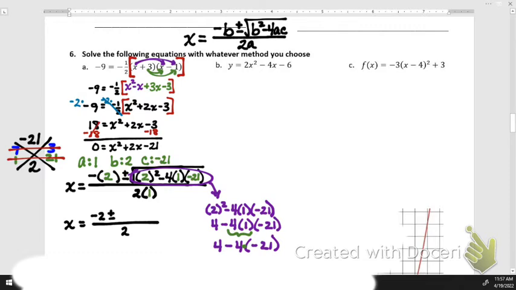Negative times a negative is going to give us a positive. A lot of times people will forget, and they'll have 4 minus 84, and they'll get a negative and say, I can't go any further, because I tried to do the square root of negative 80 on my calculator, and it said it couldn't do it. This is supposed to be 88. Can the calculator do a square root of 88? Yes. So that goes underneath the radical.